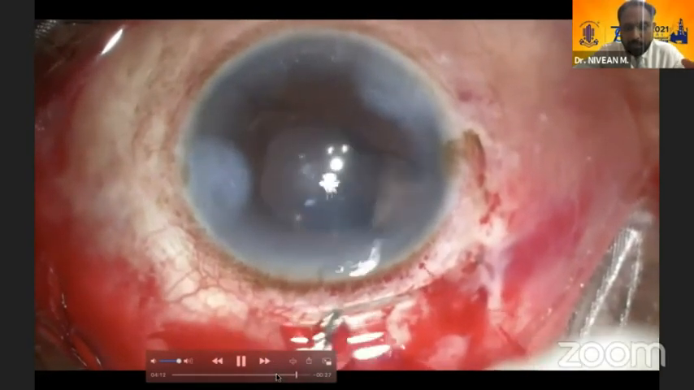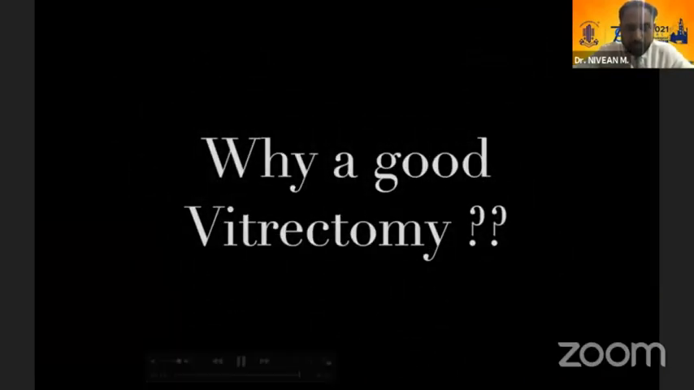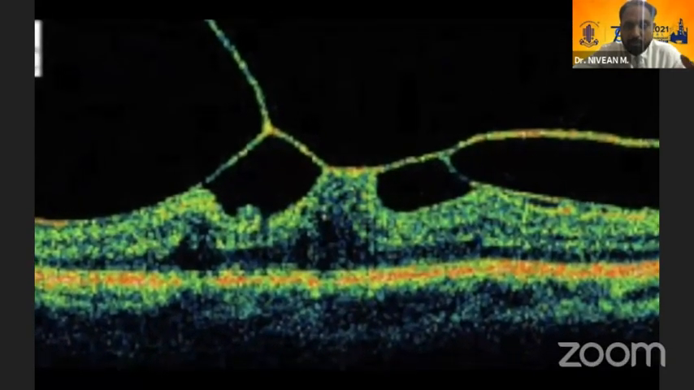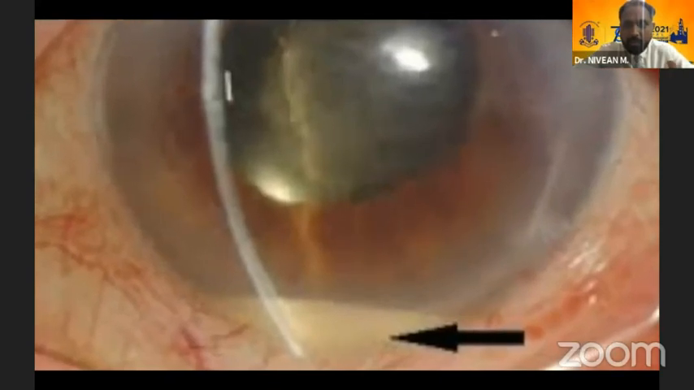So the importance of anterior vitrectomy is the same for all cataract surgeries. The question comes, why do we need a good vitrectomy? It helps us prevent post-op CME. And also sometimes when the vitreous is pushing the lens, we all know the chances of endophthalmitis are very high when we leave vitreous in the wound, and also these decentered lenses where you can have a glare effect.